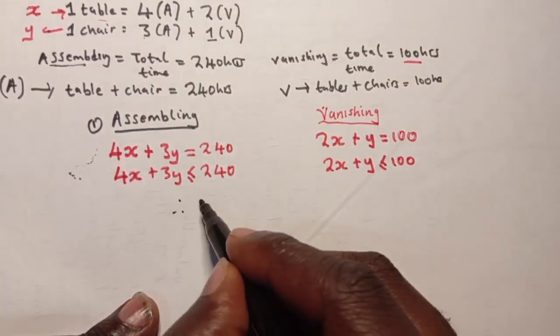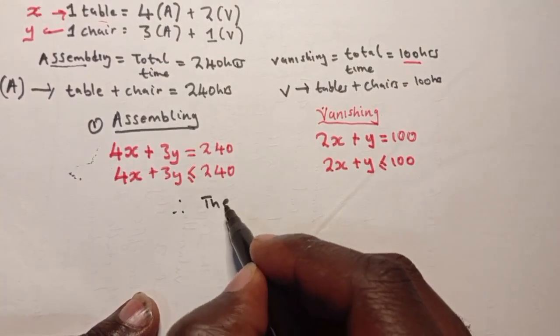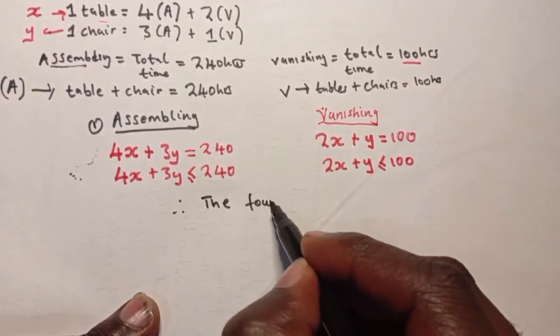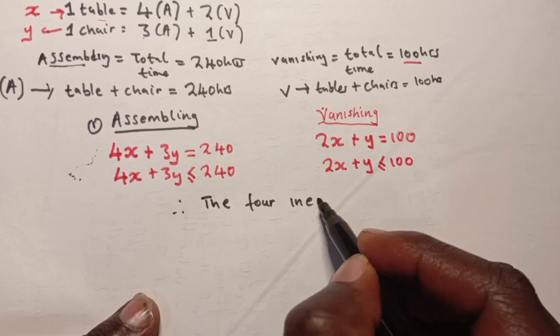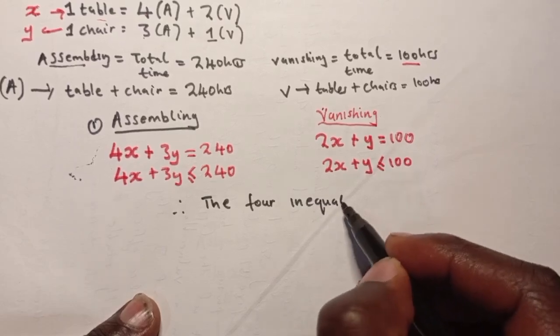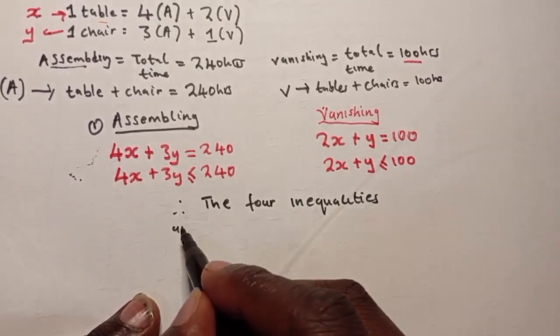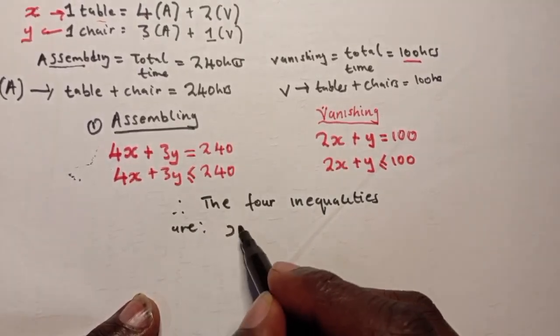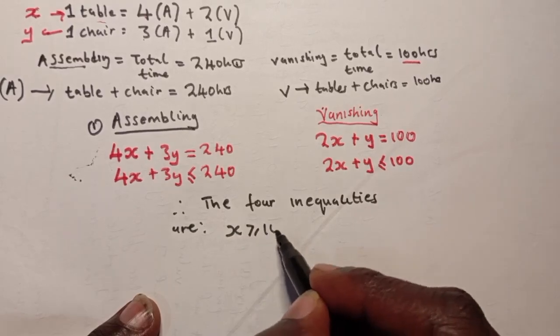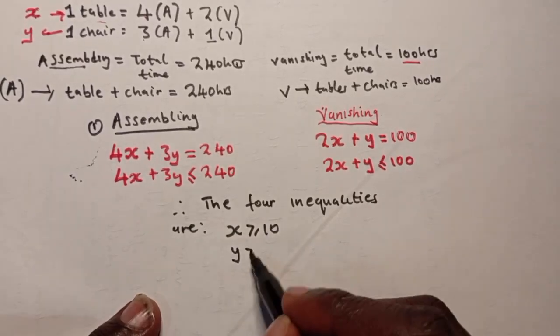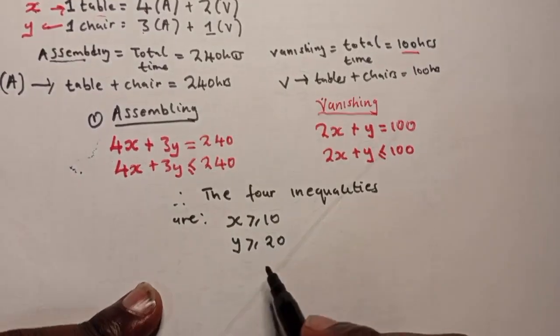So I say therefore the 4 inequalities are: x is greater than or equal to 10, y is greater than or equal to 20.